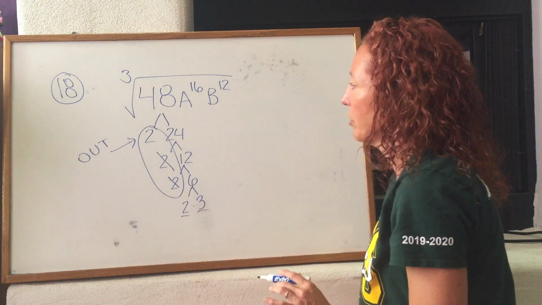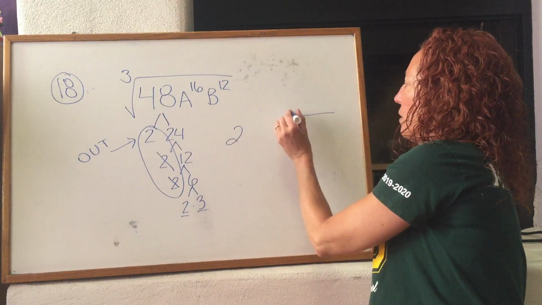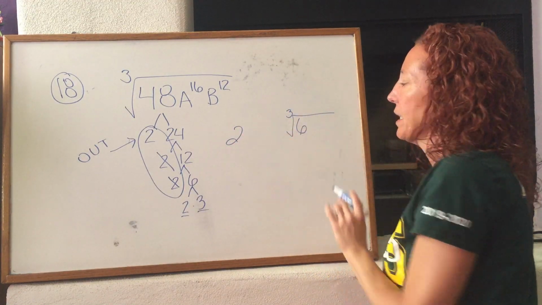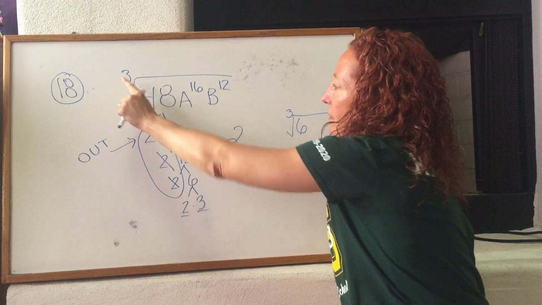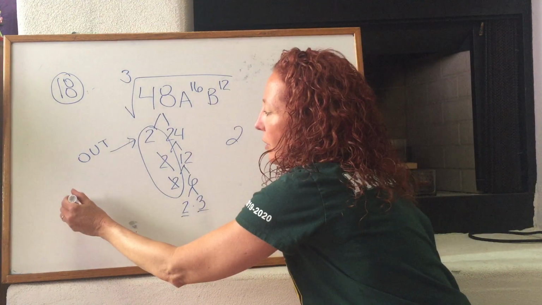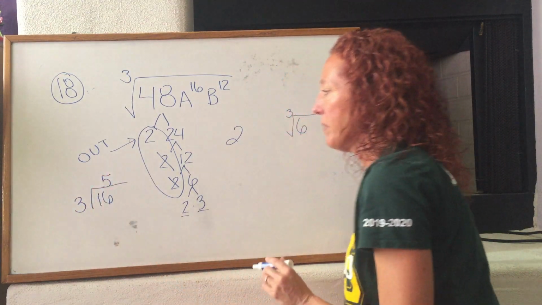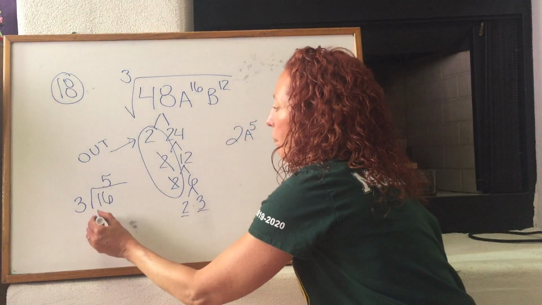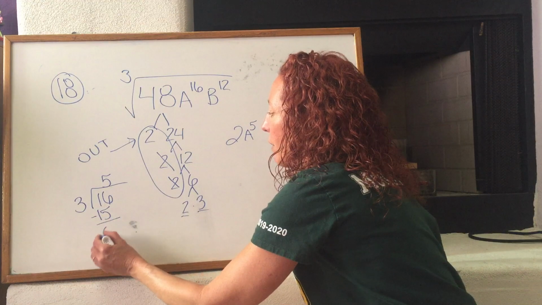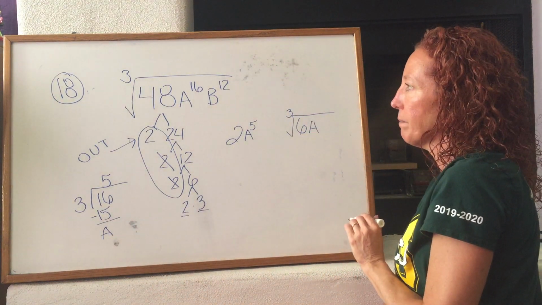Remember that that is a multiply. So far I know that I have 2 out, and I'm going to have a 6 underneath. Now I'm going to take these exponents and divide them by 3. So 3 divides into 16 5 times evenly, so it's a to the 5th on the outside. But we have 1 a remaining, and so we have a to the 1st on the inside.